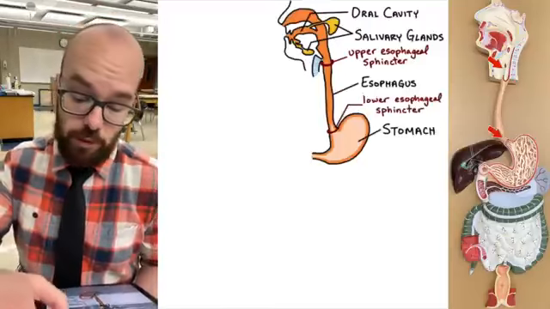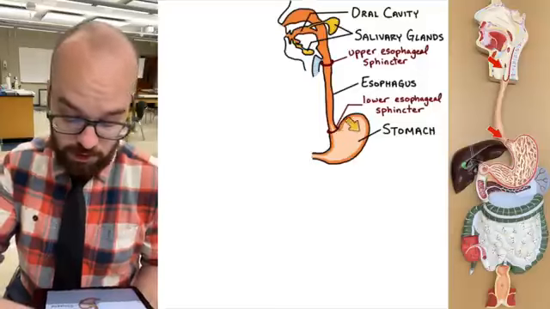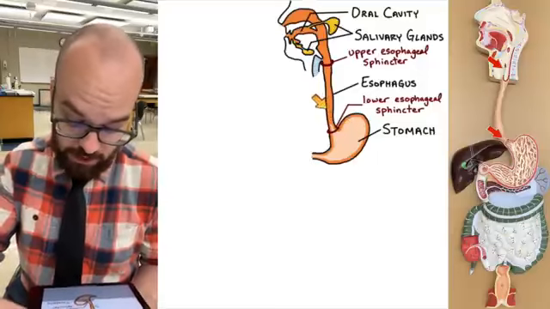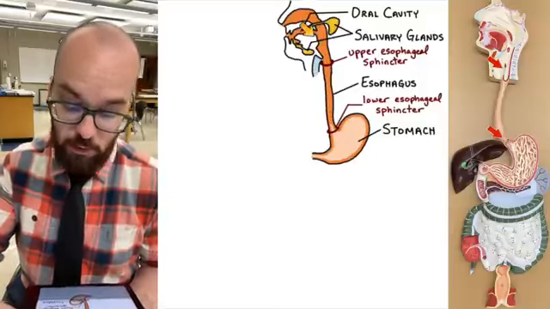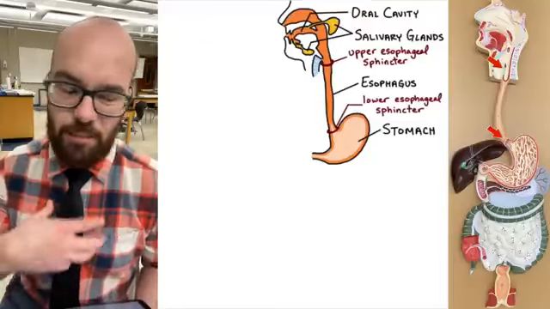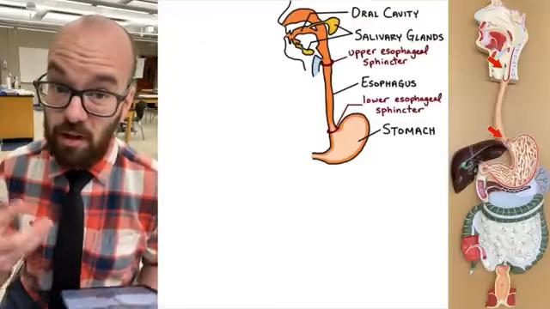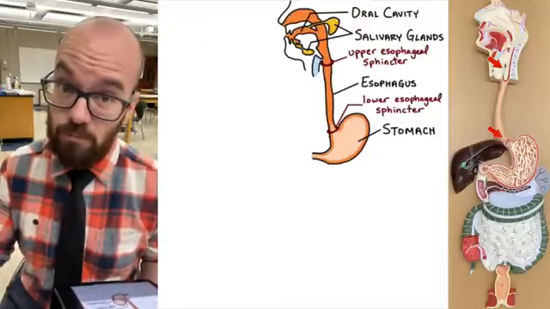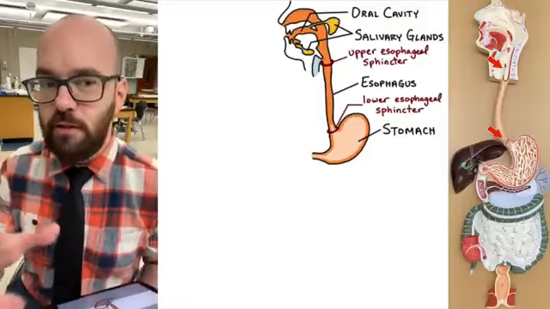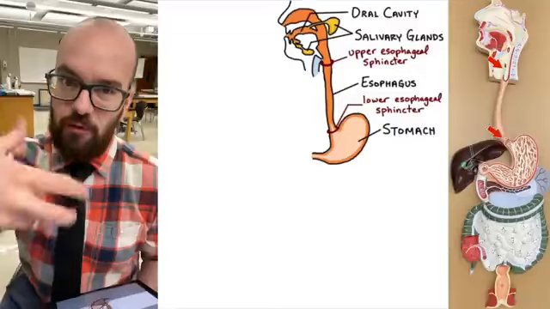These 2 sphincters are really important because they prevent acid from your stomach from going up into your esophagus and then up into your oral cavity. If that acid gets up into your esophagus or oral cavity, it'll start to burn. We call that acid reflux or heartburn, which has nothing to do with your heart. But those sphincters prevent that acid from traveling up the wrong way.